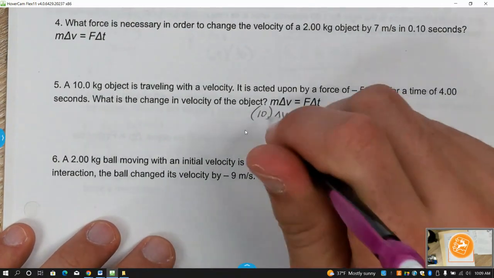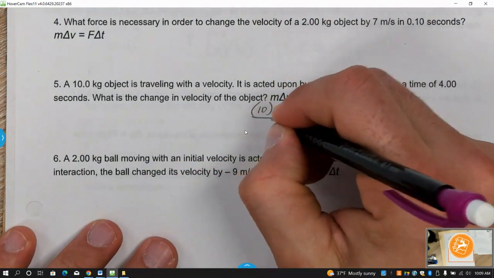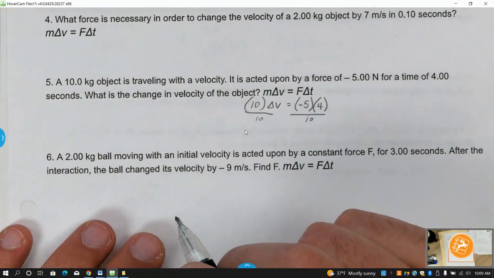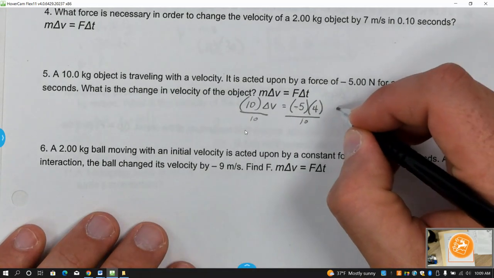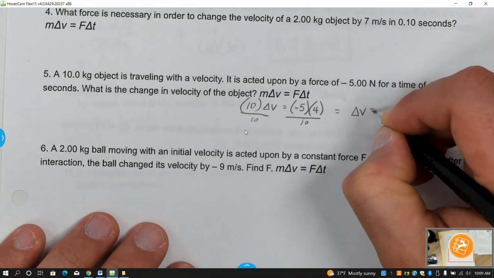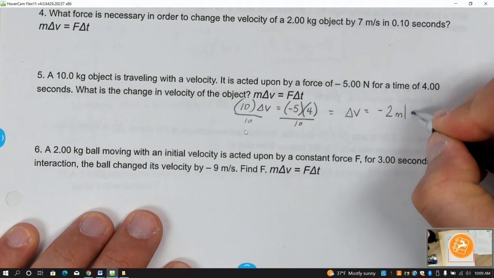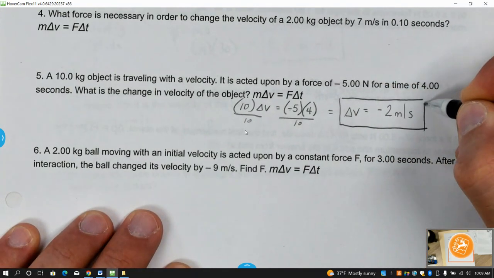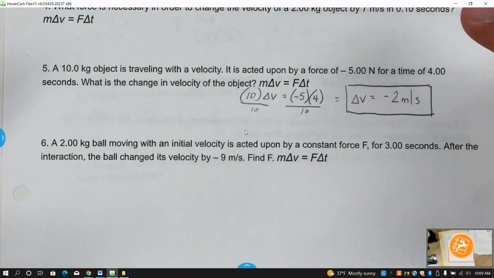So guys, how do I get delta V by itself? Divide both sides by 10. Negative 5 times 4 is negative 20. So negative 20 divided by 10 is going to be a negative 2. So let me ask this. This negative 2 is basically telling me my object slowed down.